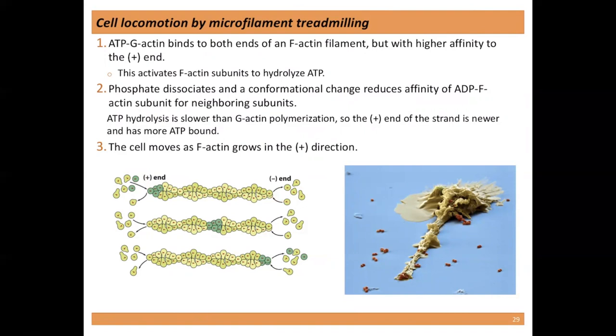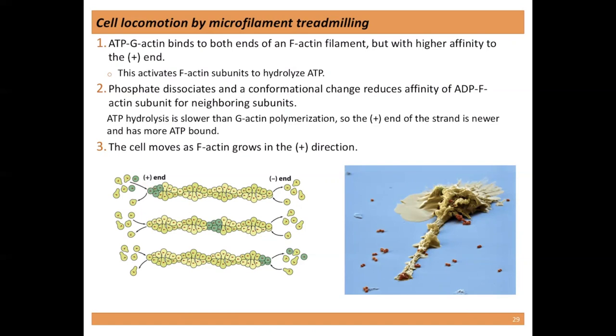But when it binds, it activates the F-actin subunits to hydrolyze ATP. So when this G-actin binds, you hydrolyze the ATP. And when the phosphate dissociates, you get a conformational change that reduces the affinity of the ADP F-actin subunit for neighboring subunits. So again, when this binds here, you're going to get hydrolysis of ATP, and then that subunit right here has less affinity for additional subunits.